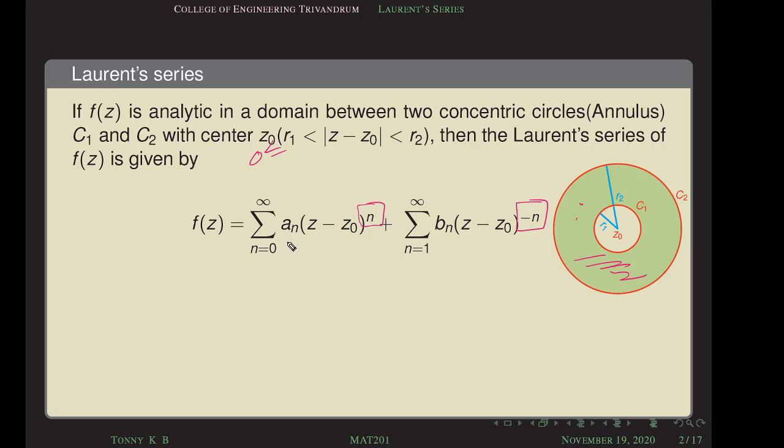Then there is a natural question: how to find this a n and b n?